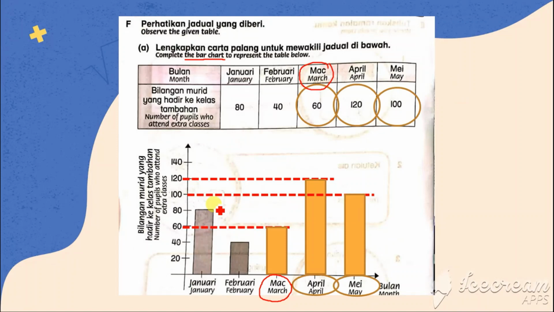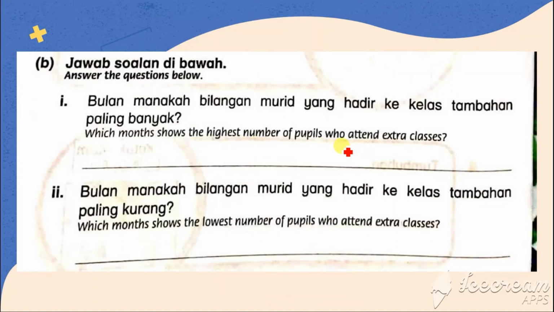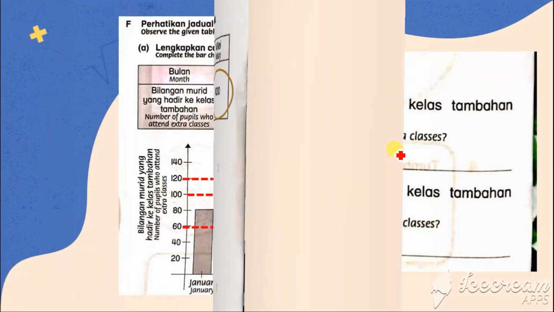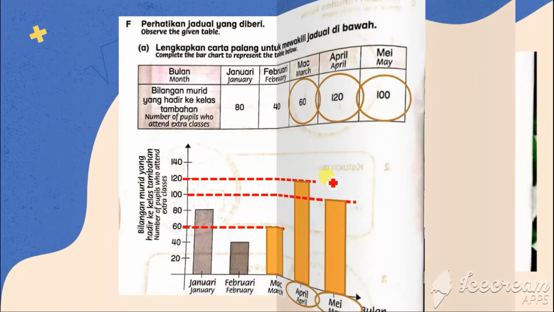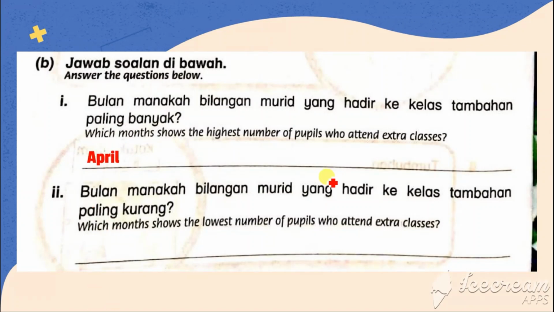So let's see, which month shows the highest number of people who attended the extra class? Let's see, where is the highest bar? This one, April, right? So the answer will be April. You don't have to write, oh, the highest number of people who attended extra classes is in the month of April. No need, because this is not a language subject, this is a science subject. So your answer should be short and sweet, just like that.